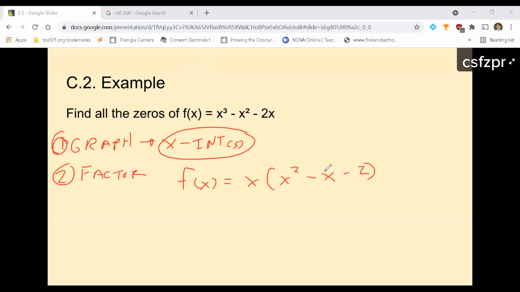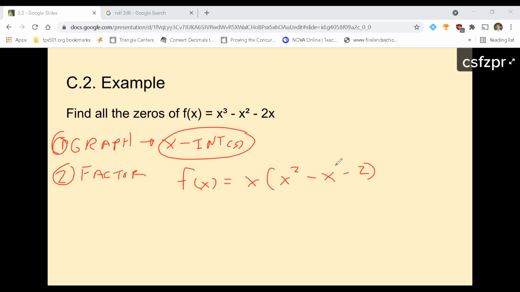You can always double check that step. If I multiplied this back in, x times x squared is x cubed, x times negative x is negative x squared, x times negative 2 is negative 2x. All right, this is now fully factored. I have just an x. In the parentheses, though, that is a trinomial, which I could factor some more.